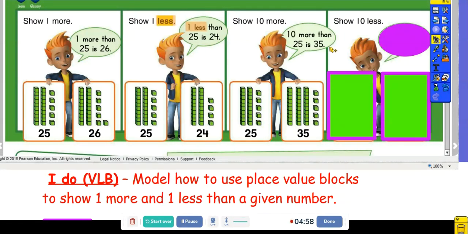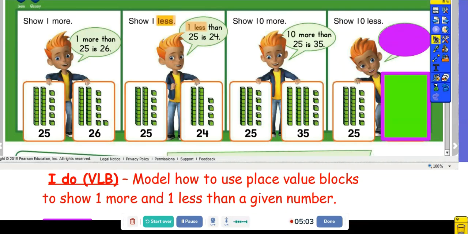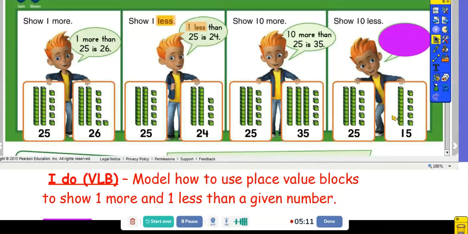Finally, it says show 10 less. So back to our number 25. We are now going to show 10 less. Our number is getting smaller by an entire group of 10. So here we have 10 less than 25 is 15. So it's really important that we're paying very close attention to our group. Are they asking for 1 or are they asking for 10? Are they giving us the clue word of more, where our number is getting bigger, or less, where our number is getting smaller?